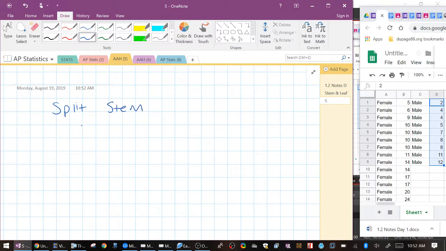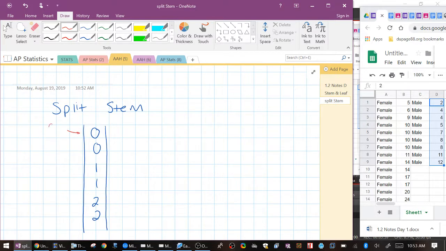Okay, now in a split stem, we're taking that stem and we're splitting it up. So I'm going to have 2 zeros, 2 1s, and 2 2s. Okay, now how is this going to work? Well, this 0 would be anything from 0 through 4. This 0 would finish off the single digit numbers, so 5 to 9.